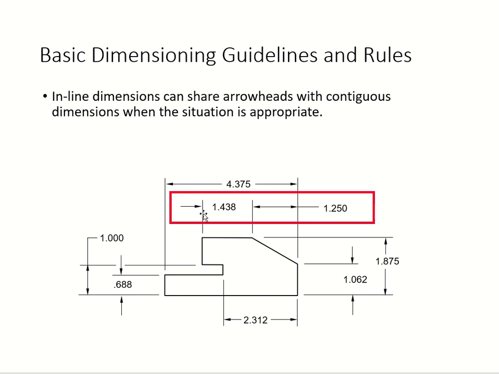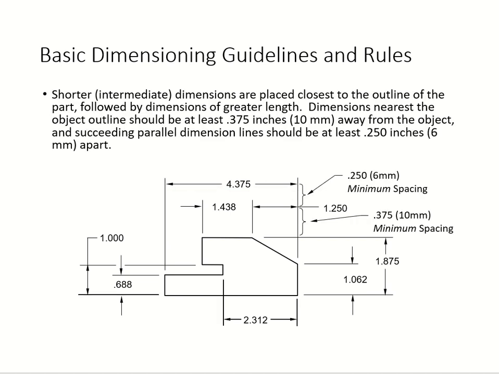Second one, your inline dimension. You can share arrowheads with contiguous dimensions when the situation is appropriate. Meaning, you can share the same arrowhead if they're all in the same alignment. Okay, so here 1.438 from here to here, and then from here to here 1.250, limited space, so we share the arrowhead.